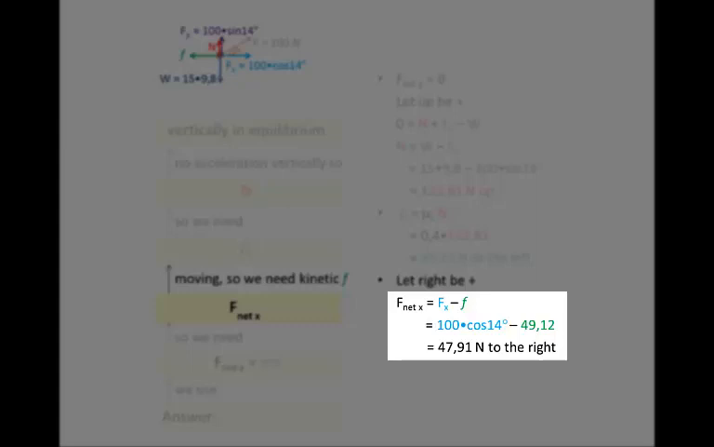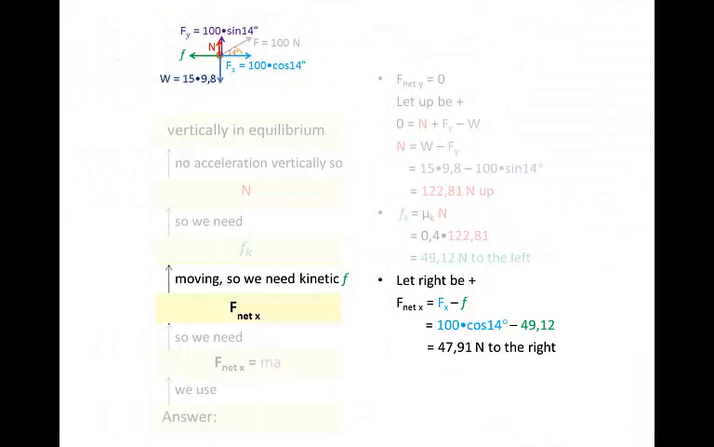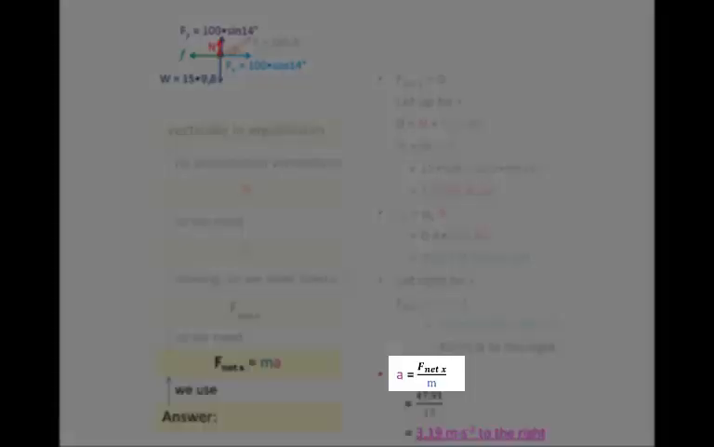The reason why we calculated this was so that we could find out acceleration. Acceleration is equal to F net. In this case, it's in x direction, since acceleration is in the x direction, divided by mass. So we can substitute values into that. 47,91 is F net x. We know the mass is given in the question, 15 kilograms. We do the calculation. We find our answer, 3,19.